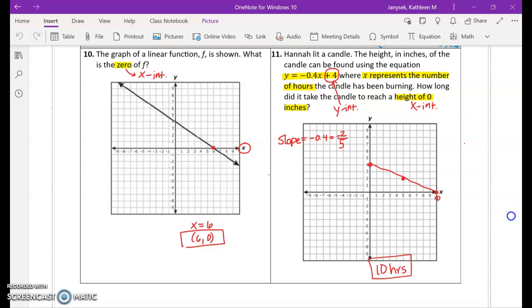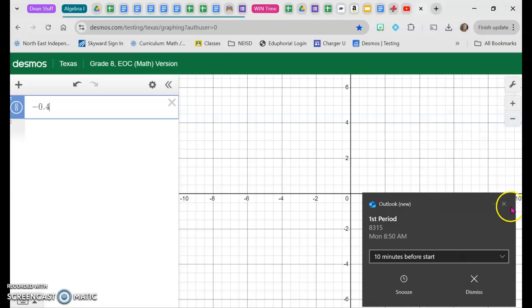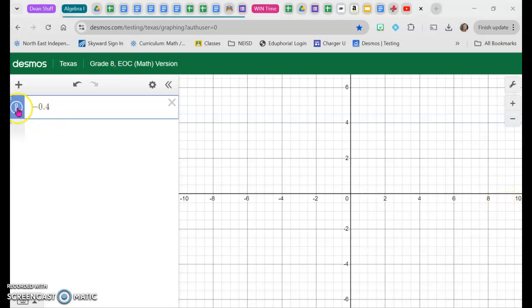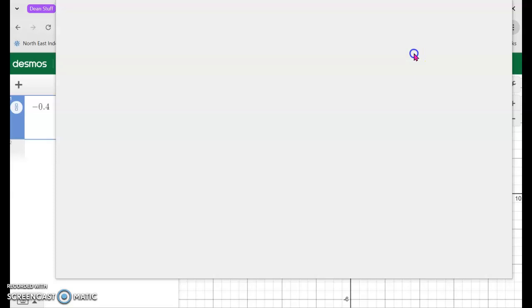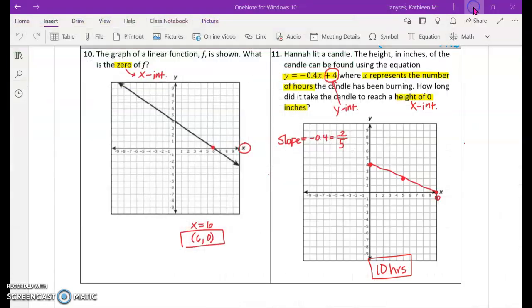So this real world one was tricky, but keep in mind you can use the calculators to help you convert from a decimal to a fraction. If you are on the Desmos calculator, you would just type in negative 0.4, and you can see the button right here that will turn it into a fraction for you. Negative 2/5, just like earlier. Okay, except now it's on this calculator instead.